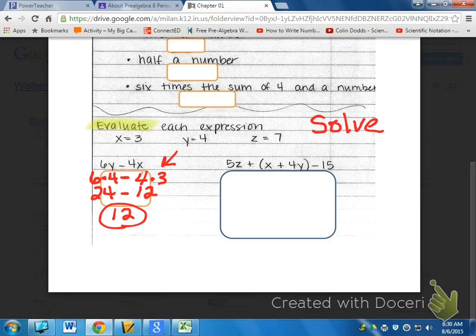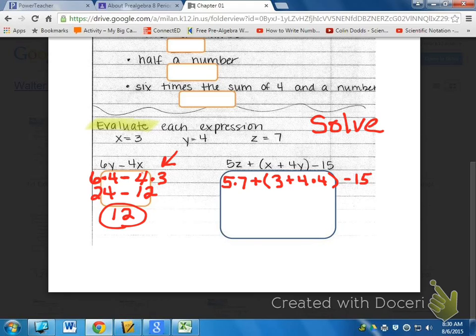5z plus the quantity, that's how you read that when it's in parentheses, the quantity of x plus 4y minus 15. Okay, somebody that hasn't done a problem. Who wants to do this? Haley. What do I have to do first? You're going to replace the z with a 7, so it'd be 5 times 7. Plus parentheses, and then that x would be 3. Good. Plus 4 times 4, parentheses, minus 15.